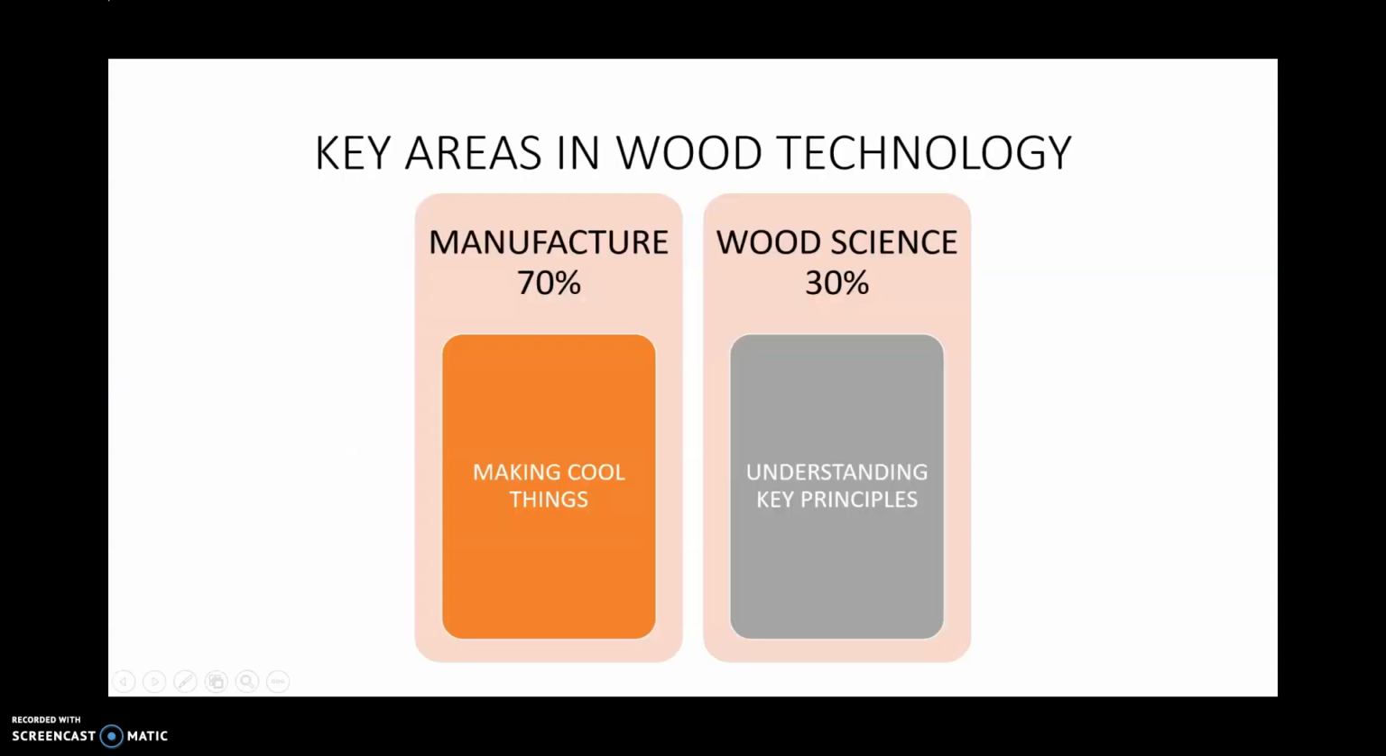So, key areas in wood technology. It's basically broken down into two parts: the manufacture and the wood science. The wood science is the wood theory part. That's your test at the end. That'll be 30%. So that's understanding key principles, and the manufacture is making cool things. Obviously the wood science and the manufacture sort of are tied together, but at the end of your 3 years, that's what's going to be involved.